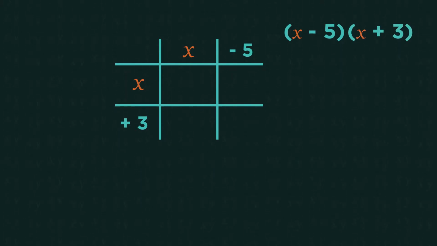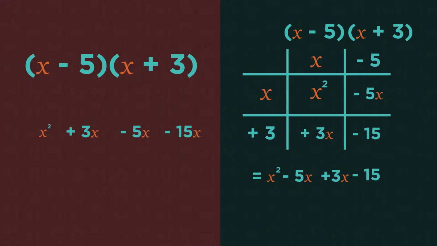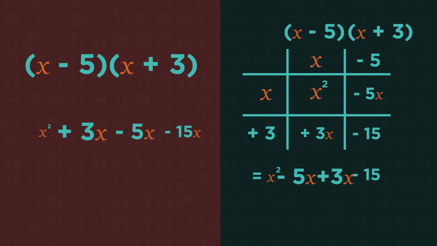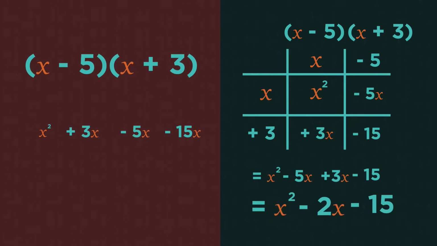The second method is by splitting up each bracket into a grid, and then just multiply each bit together. X multiplied by x gives x squared. X times negative 5 is negative 5x. 3 times x is 3x. And 3 times negative 5 is negative 15. For both methods, we then just need to simplify the middle terms by adding 3x and negative 5x to get negative 2x. So that's our final answer.